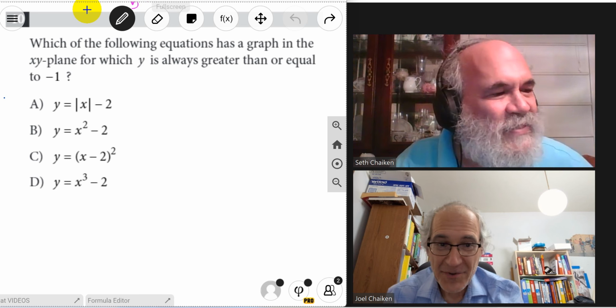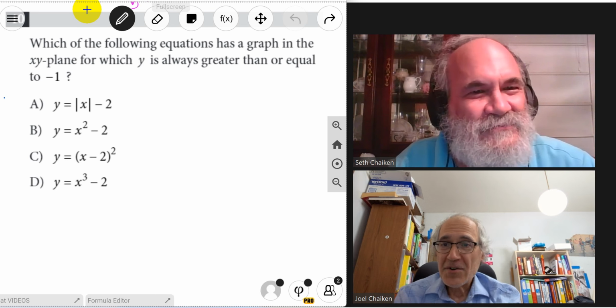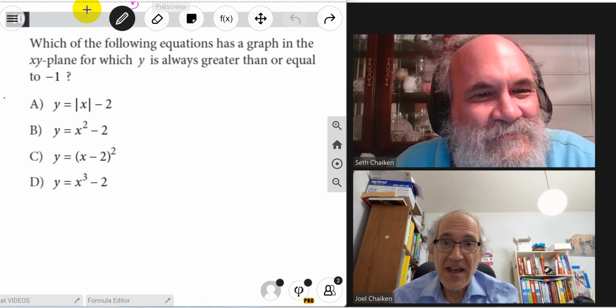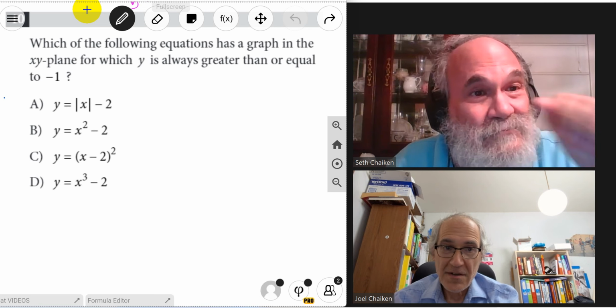Here is our SAT math question of the day. Which of the following equations has a graph in the xy-plane for which y is always greater than or equal to -1?